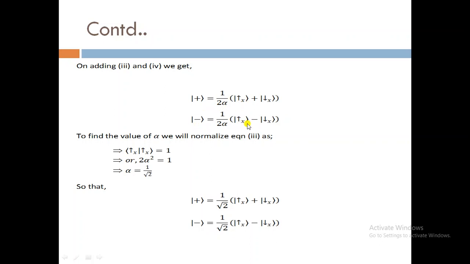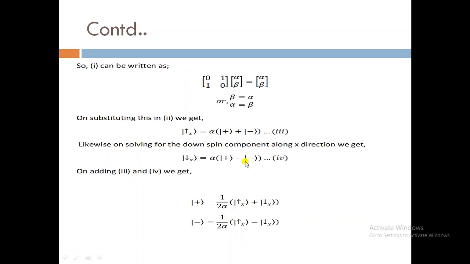Again I have repeated the same thing. And to find the value of alpha, we will normalize equation third. Among these two, we can normalize any one. So I have taken this, and on normalizing this, what will I get? The bra of the ket times the ket equal to 2 alpha square I will get. How would that be?